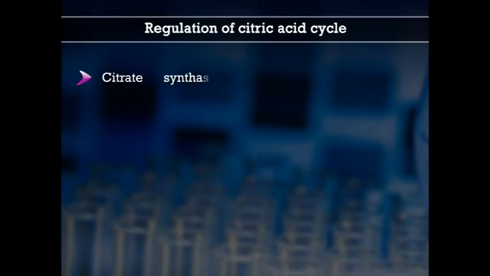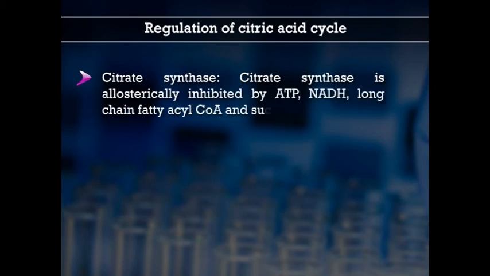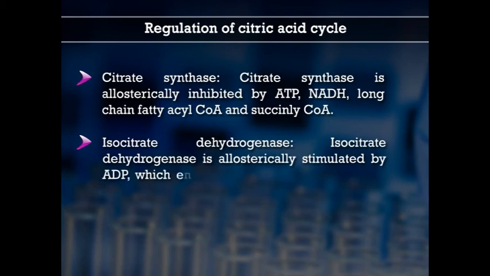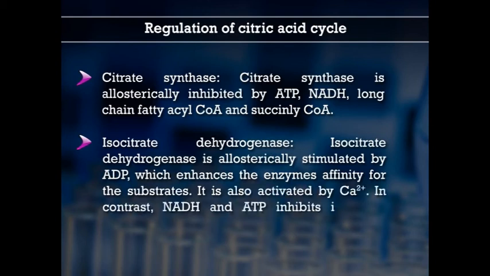First, let us come to citrate synthase. Citrate synthase is allosterically inhibited by ATP, NADH, long-chain fatty acyl-CoA, and succinyl-CoA. Second, isocitrate dehydrogenase. Isocitrate dehydrogenase is allosterically stimulated by ADP, which enhances the enzyme affinity for the substrates. It is also activated by calcium ion. In contrast, NADH and ATP inhibit isocitrate dehydrogenase.